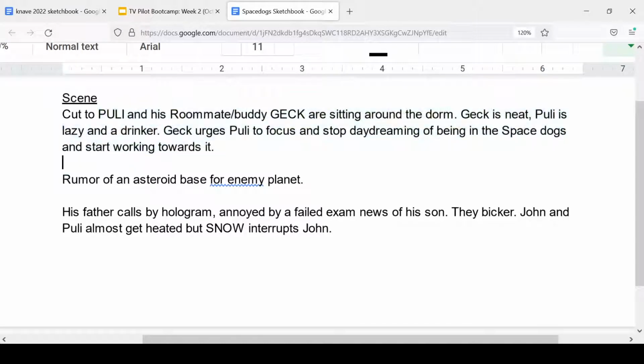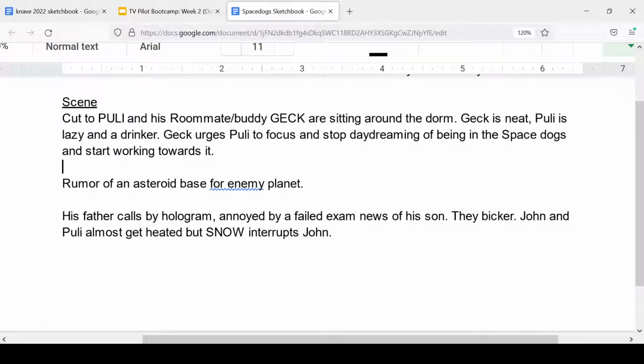Okay. So we cut to Pulley and his roommate Geck, who are sitting around the dorm. Geck is neat, Pulley is lazy and a drinker. So Pulley is the central protagonist here. Okay.